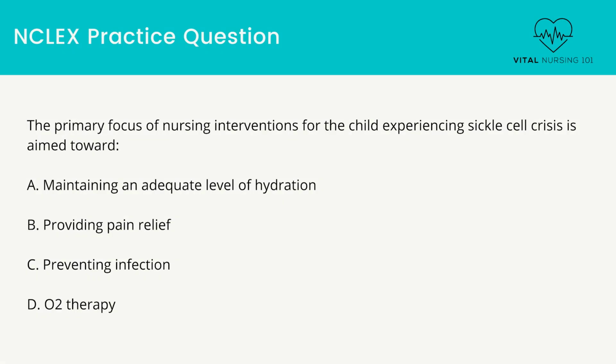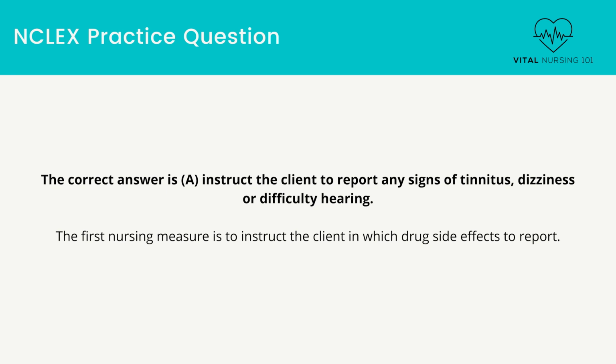The primary focus of nursing interventions for the child experiencing sickle cell crisis is aimed toward maintaining an adequate level of hydration, providing pain relief, preventing infection, oxygen therapy. The correct answer is maintaining an adequate level of hydration. Maintaining the hydration level is the focus for nursing intervention because dehydration enhances the sickling process. Both oral and parenteral fluids are used.